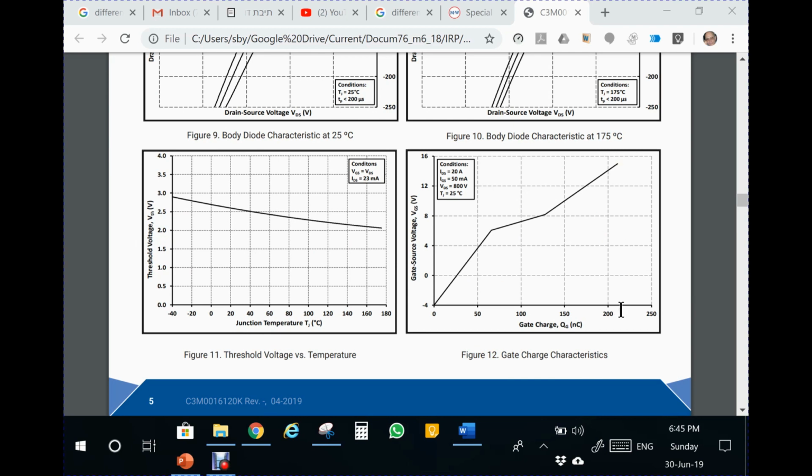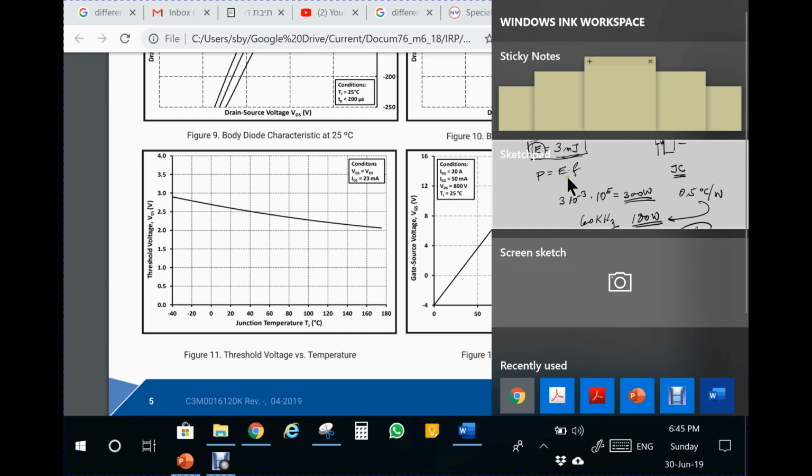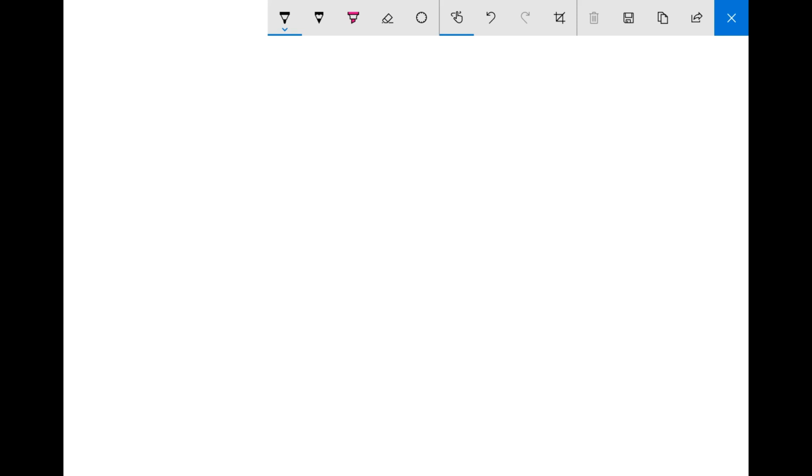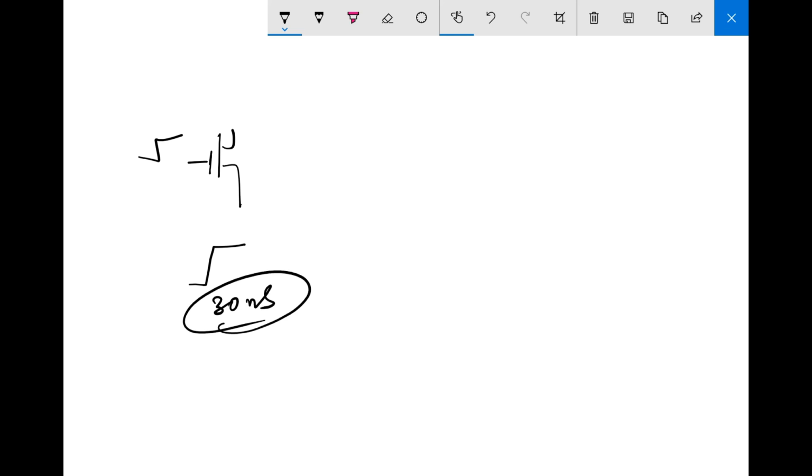So here is the 200 and something nanocoulomb that you have to feed in. Now, let's do some simple estimate here. If, for example, you'd like to feed the gate with a signal such that the voltage of the gate will have a rise time of, say, 30 nanoseconds. Okay, that will be fairly fast.